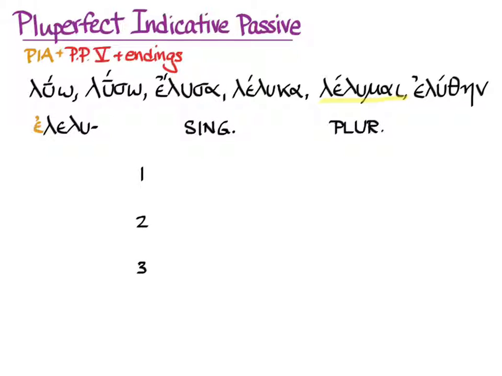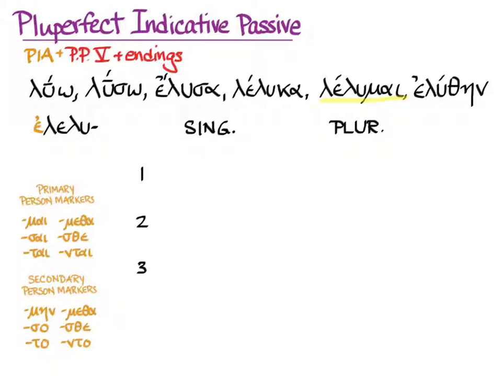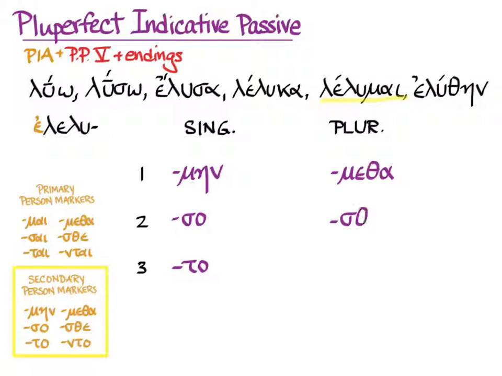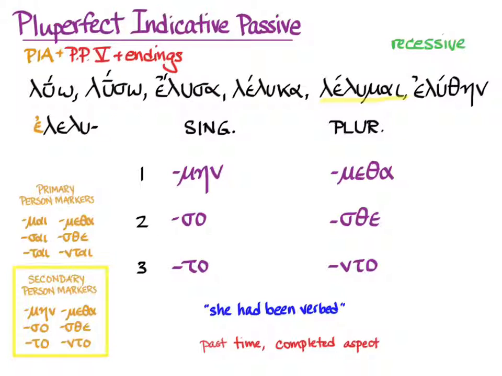Now, because we're passive and in a secondary tense, we're going to use the secondary passive person markers. And again, you just slap those endings onto the augmented fifth principal part stem. No silliness about the second person singular and intervocalic sigmas. You just take the stem, add the augment, and put mēn, so, to, metha, sthe, nto on the ends. The accent is recessive. The default translation is she had been verbed because we are in past time with completed aspect.